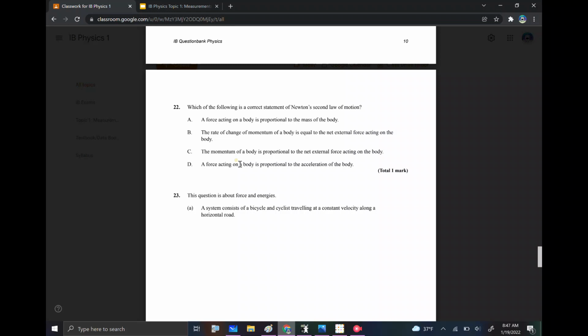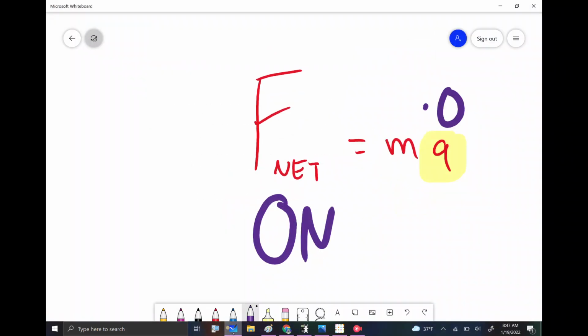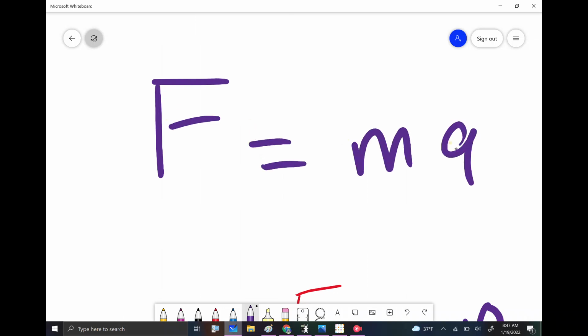22, which of the following is a correct statement of Newton's second law of motion? Let's see. The momentum of a body is proportional to the net external... Well, it's not going to be a momentum one. I'll tell you that much right now. So we're between forces acting on a body proportional to the mass of the body, and a force acting on a body is proportional to the acceleration of the body. So this is a bit of a weird one, but the answer is going to be D. Right? Let me explain why, though.